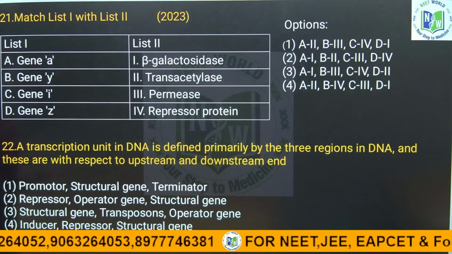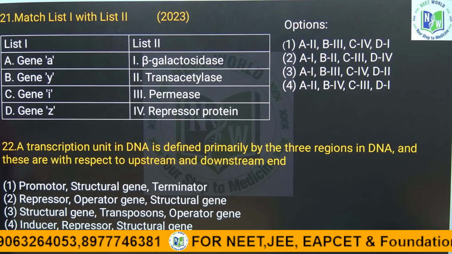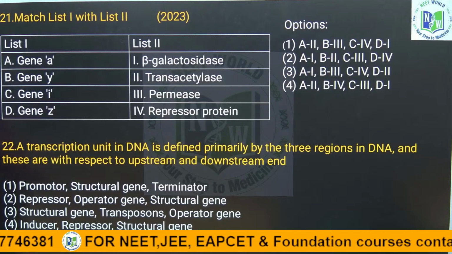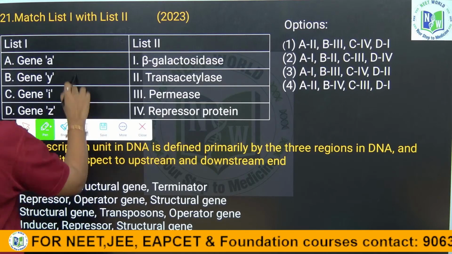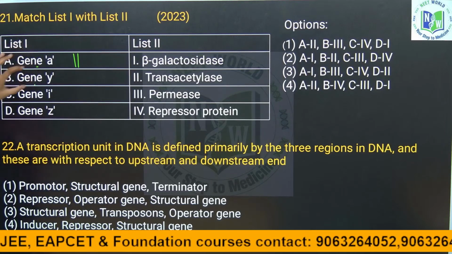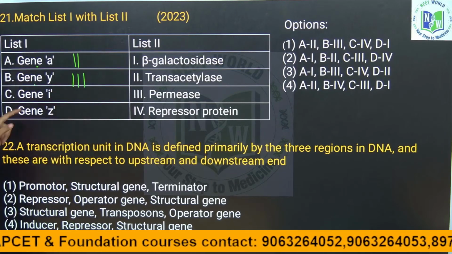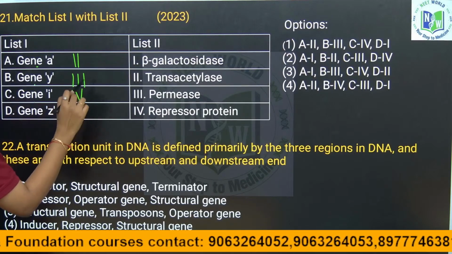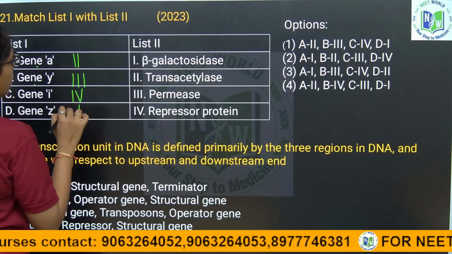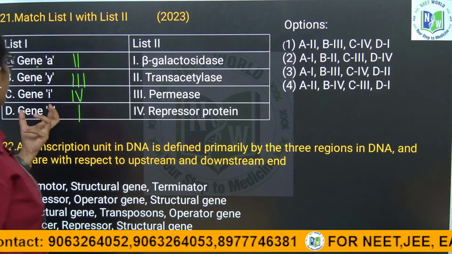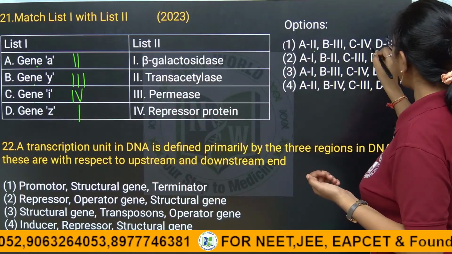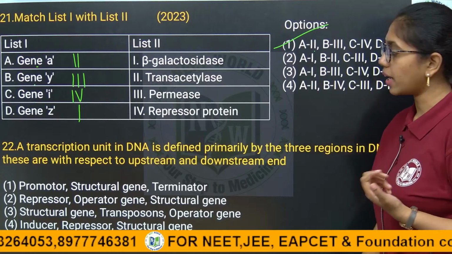Here is a match the following type of question, wherein he has given the structural genes and the I gene and is asking what they code for. Gene A will code for trans-acetylase, so here it is option 2. Y will code for permease. I gene will synthesize repressor protein. Z gene will synthesize beta galactosidase. So, A2, B3, C4 and D1, option 1 is the correct answer.